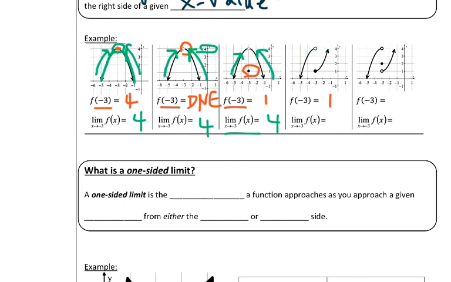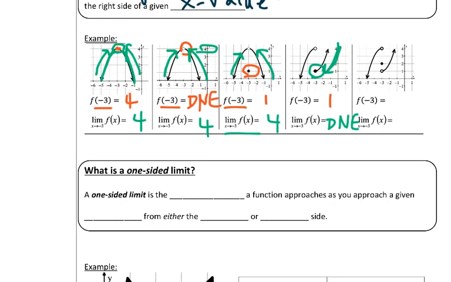Now let's look and see what happens from the right side. Well, from the right side, if I follow this, it looks like it's approaching a y value of 1. So from the left side it's approaching 4, from the right side it's approaching 1. Now notice they are not approaching the same value from both sides. And so when that happens, we say that the limit does not exist. So it exists when they approach the same value from the left and right side.